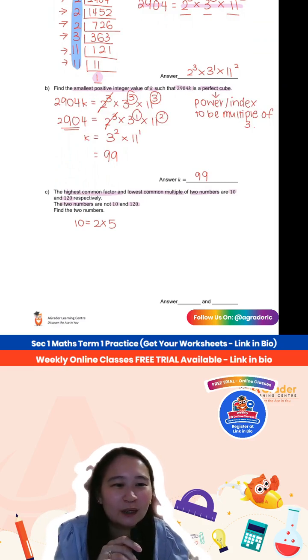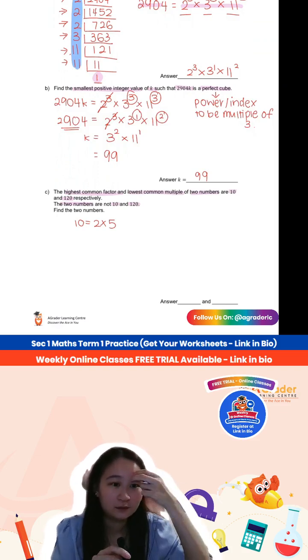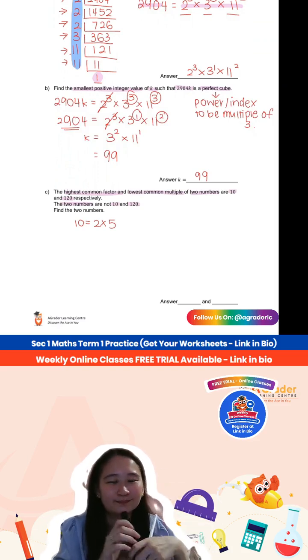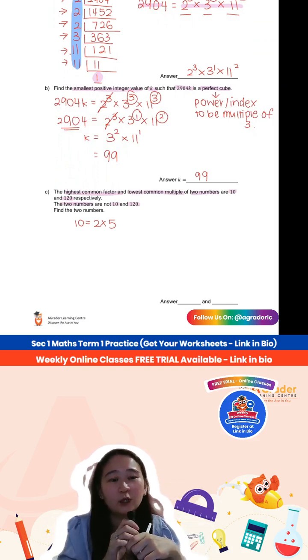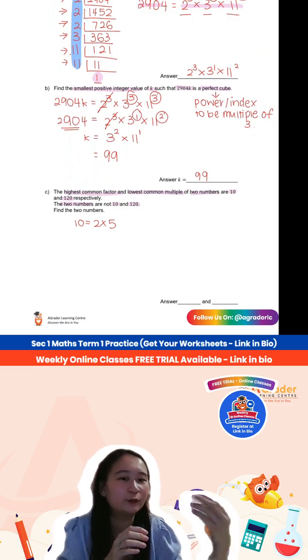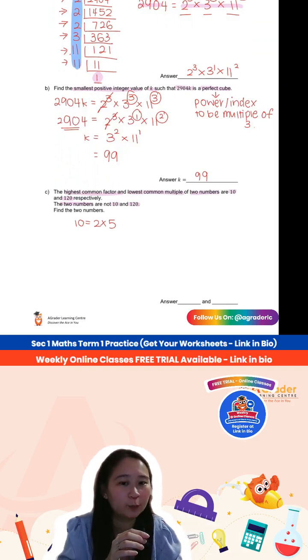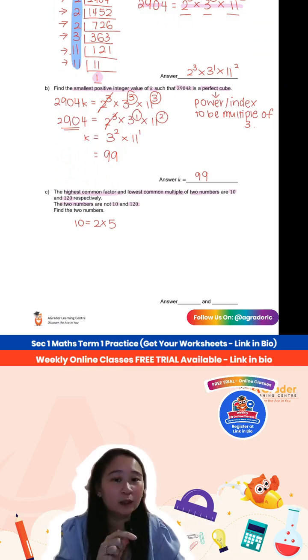There is no lowest common factor. It's called lowest common multiple. Highest common factor means, let's say you have two numbers, what is the greatest number that can exactly divide both? Then for the lowest common multiple, it will be what is the smallest common multiple between the two numbers.